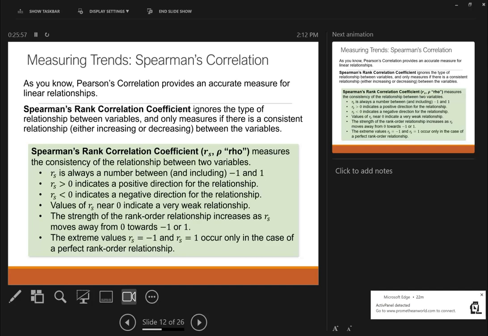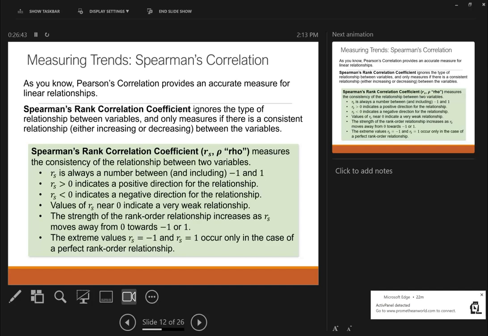The Spearman coefficient is always a number between -1 and 1, just like R. Spearman values greater than 0 indicate positive direction, and less than 0 indicate negative direction, just like R. Values near 0 indicate a weak relationship, just like R. The strength of the rank order relationship increases as R_S moves away from 0 towards -1 or 1, just like R. The extreme values, -1 and +1, occur only in the case of a perfect rank order relationship, just like R.